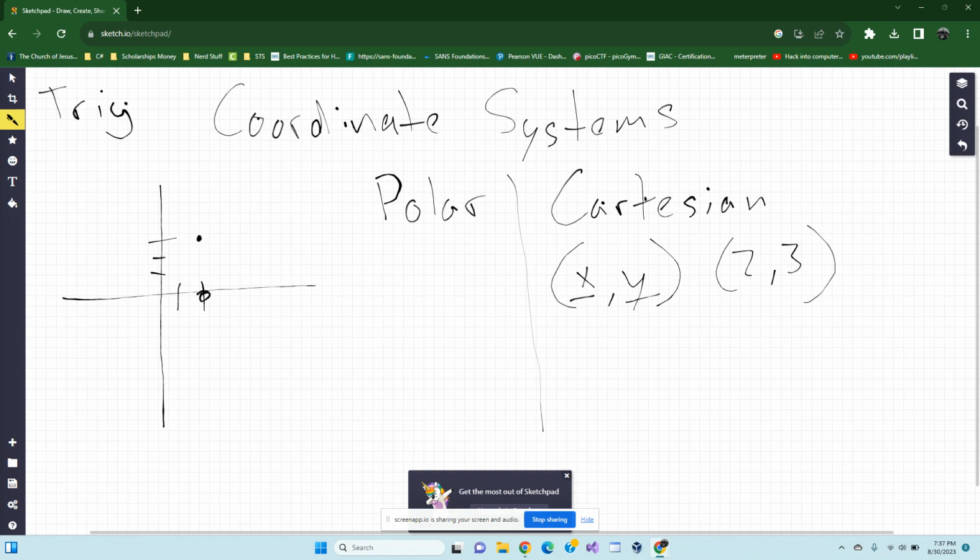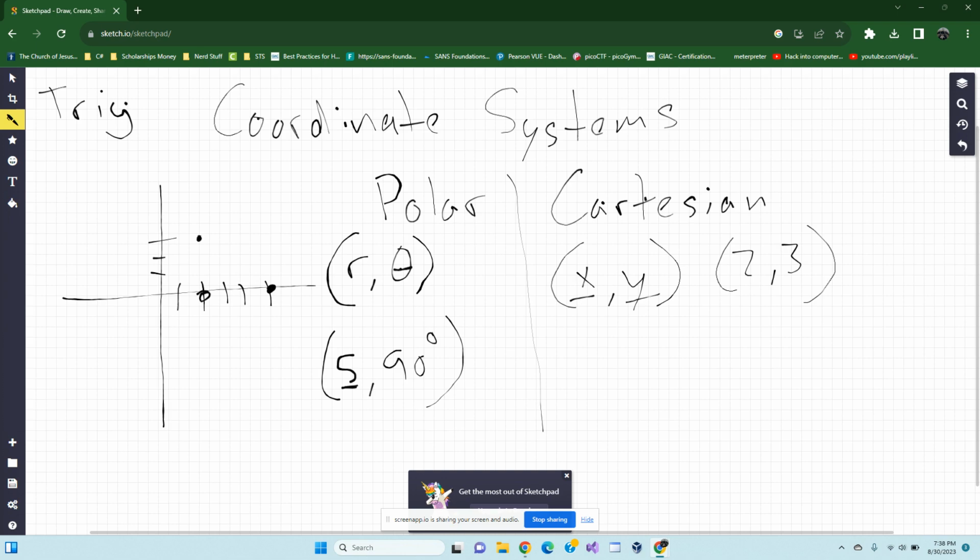Now, polar. Polar is a lot different. So we have r and we have theta. So r is our radius, theta is our angle. So if I gave you the polar coordinate 5, 90 degrees, don't get intimidated by this. It's really simple actually. So our radius is 5. So we would go out 5. 1, 2, 3, 4, 5.